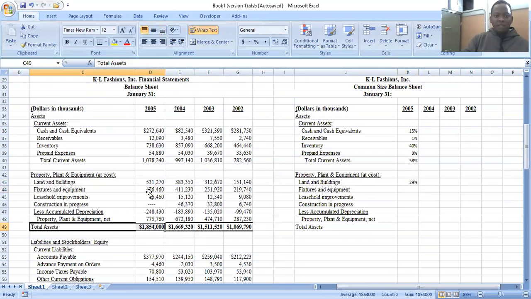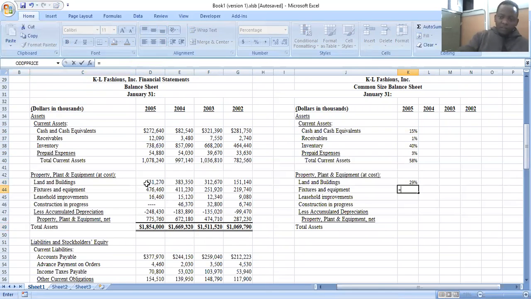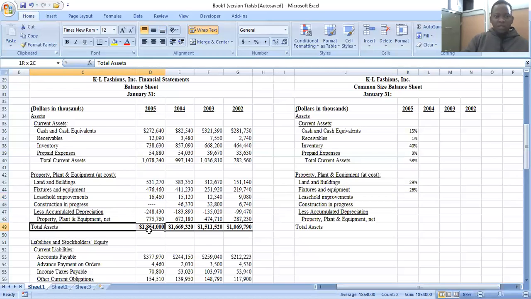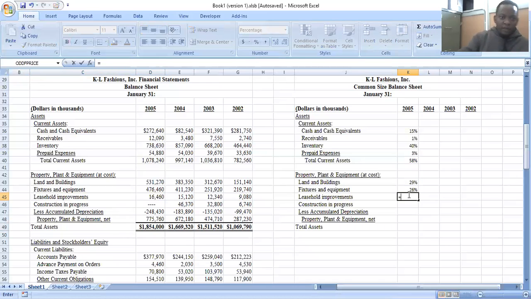For fixtures and fittings, the common size ratio is fixtures and fittings divided by total assets, that is 476 divided by 1854, which gives us 26%. Then leasehold improvements, the common size ratio is leasehold improvements divided by total assets, that is 16,460 divided by 1.854 million, which gives us 1%. For construction in progress, we have a dash as shown there, so 0%.